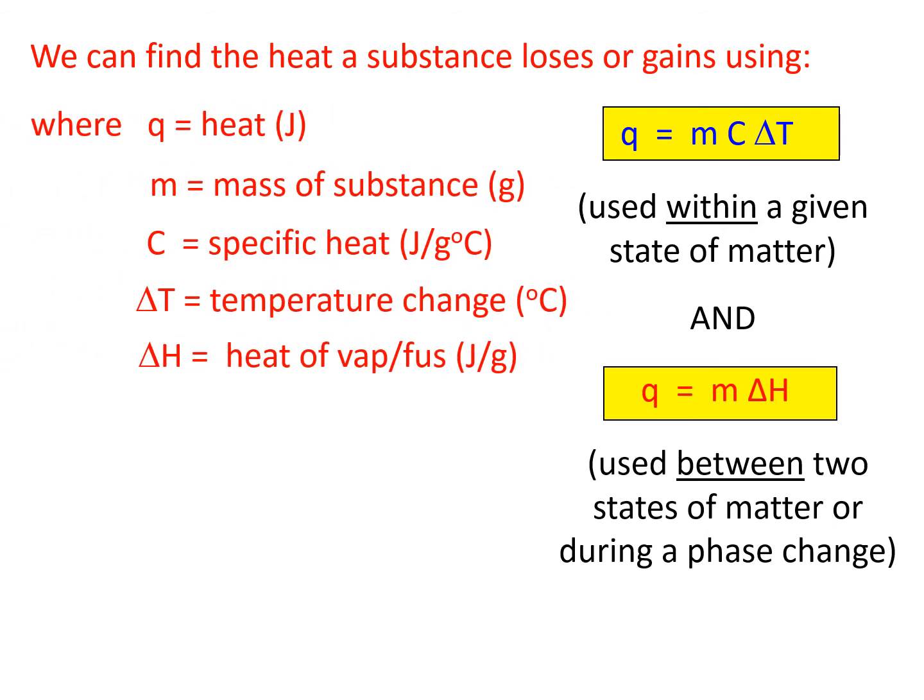So just to remind you what all these variables are, Q is the heat in joules. M is the mass in grams. C is the specific heat, joules per gram degrees Celsius. Delta T is the change in temperature, and delta H is either the heat of vaporization or heat of fusion.